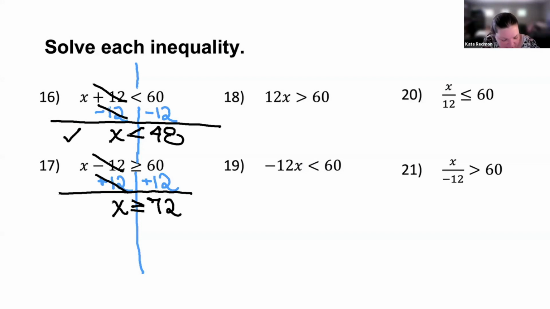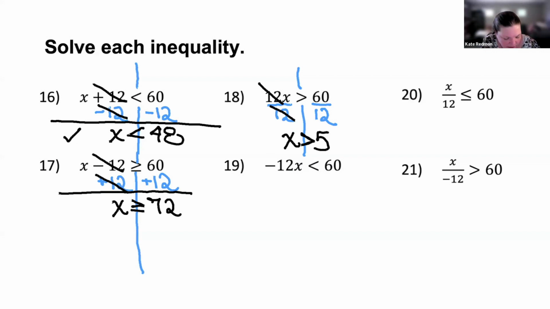18, 12x is greater than 60. Putting that line through my inequality symbol, I can see that there's a 12 hanging out with x. This time it's a multiplier, so I'll do the opposite. I'll divide on both sides to keep that same relationship. Multiplying by 12 and dividing by 12 are opposites. They cancel. X is alone just like I wanted. Dividing by a positive is not going to affect that inequality symbol. And so I still see a greater than sign. And 60 divided by 12 is 5. So what would x have to be in order to make that original inequality true? Anything larger than 5.